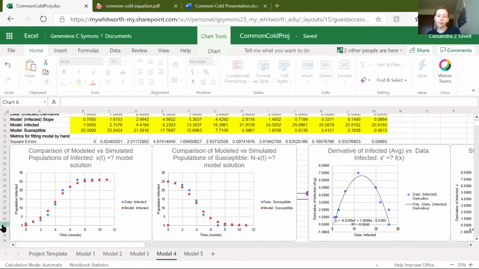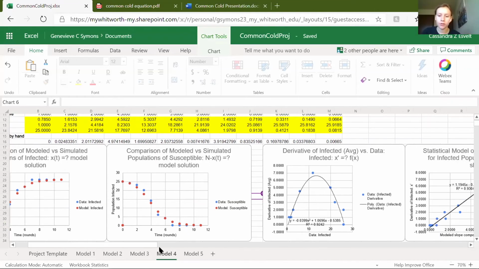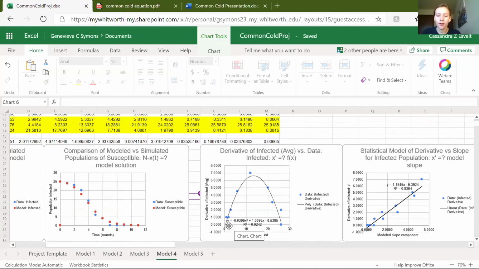There were other models that also had really high coefficients of determination close to 1, but those ones usually did not have a really close fitting shape for the derivative of infected versus data of infected, like this one does, where the R squared is also pretty close to 1. So it obviously had the right shape, and it wasn't linear, or like some of the other models, where the parabola was super low or super high or something like that.